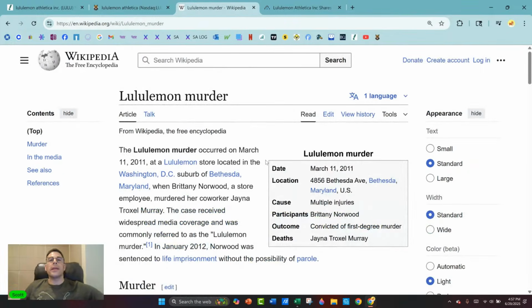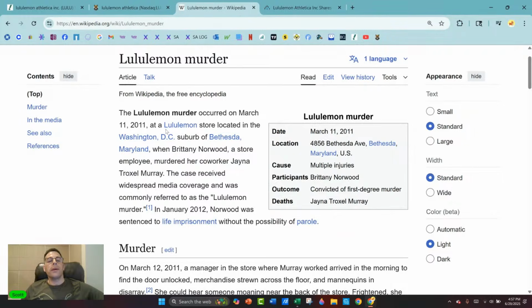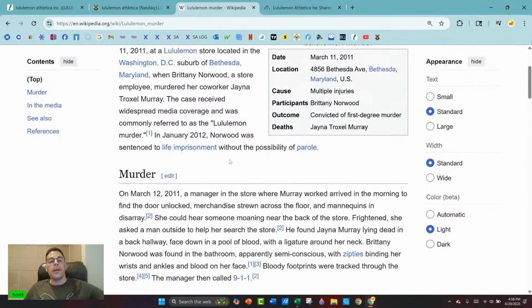Lululemon murder. That grabs people, like the dark headlines. That always grabs people. The Lululemon murder occurred in March 2011 in Maryland. A store employee murdered her co-worker. The case received widespread media coverage and was commonly referred to as the Lululemon murder. So she got life in prison.